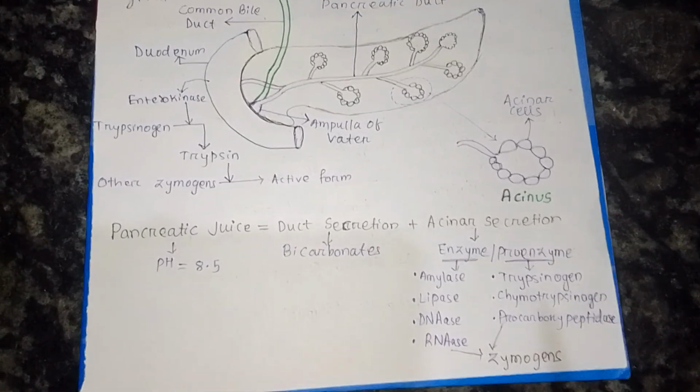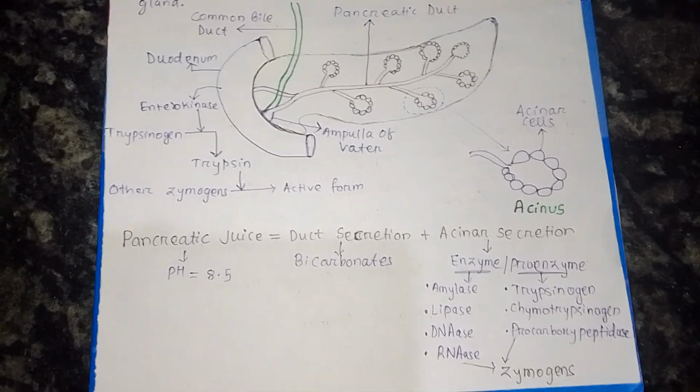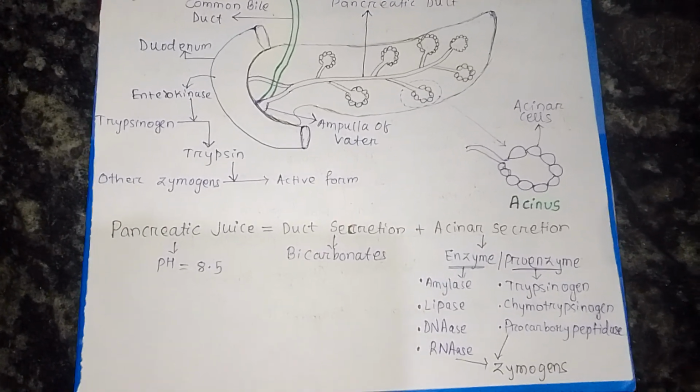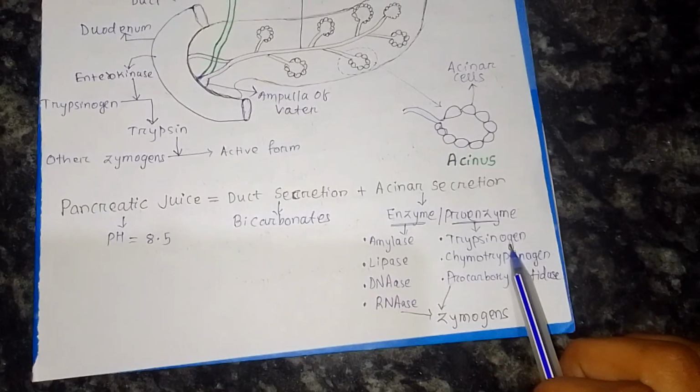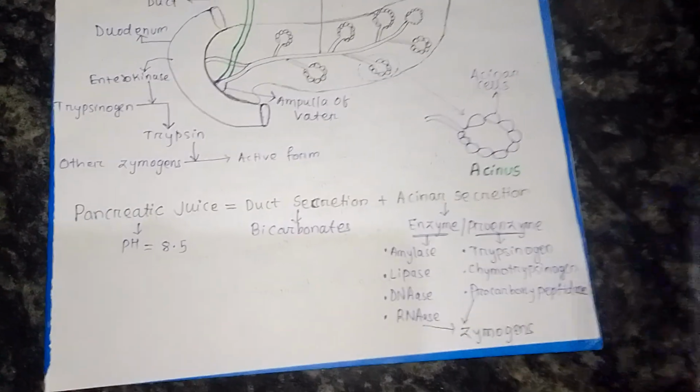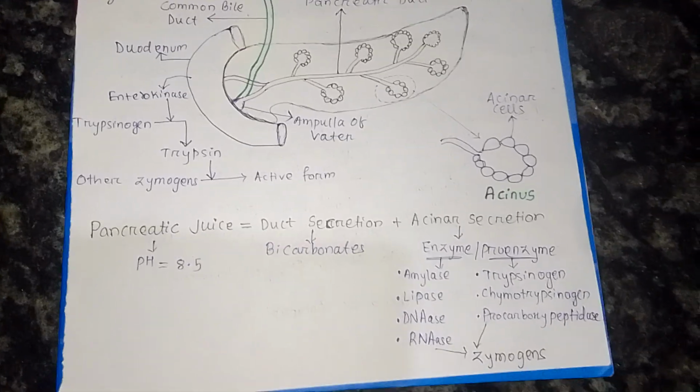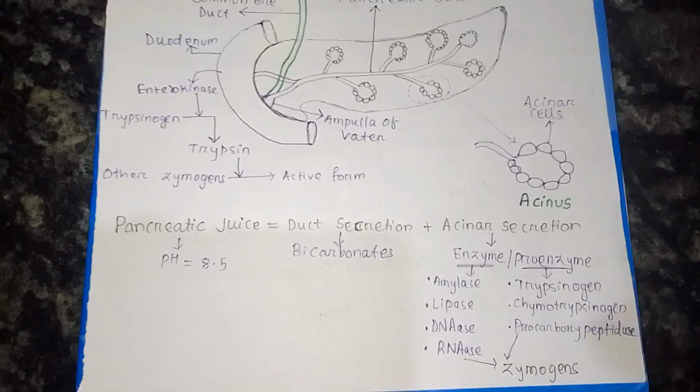If we are asked how will we recognize an active enzyme and an inactive enzyme, then we can say that whenever there is 'gen' or 'pro' in an enzyme, then that enzyme is inactive and it needs to be activated for its action.